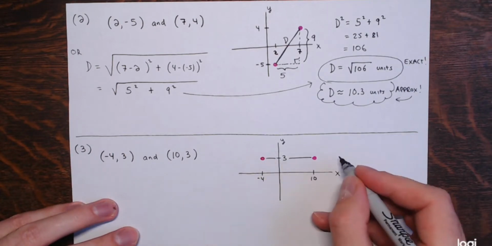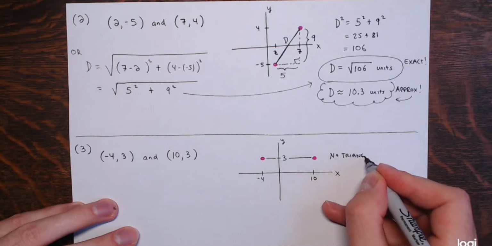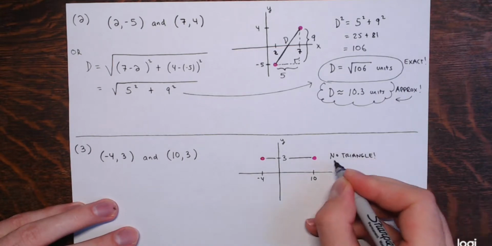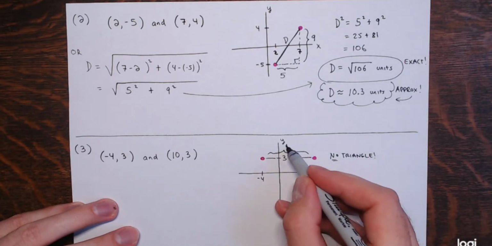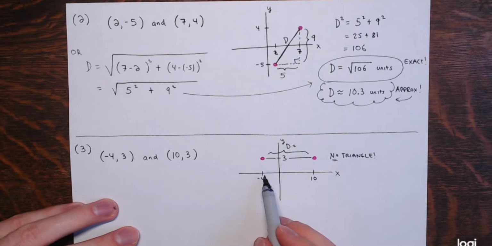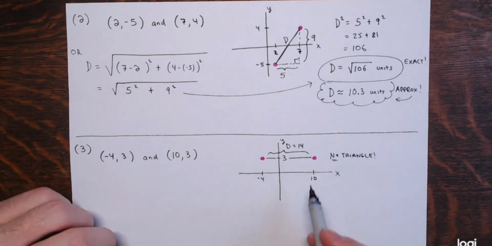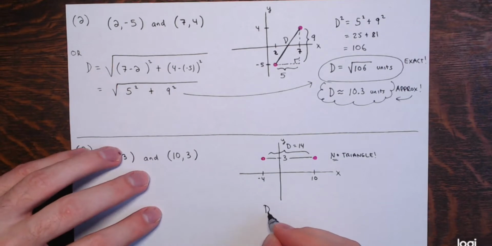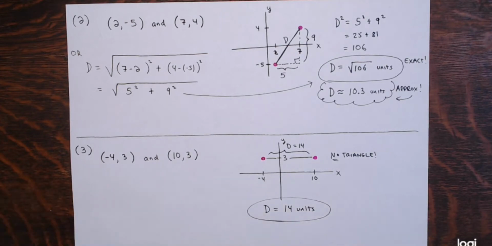No right triangle, no triangle here. So I don't even need the Pythagorean theorem. I just want to know how far apart these are. And that would simply be the distance from -4 to 10, which is 14 units. 10 minus -4. The distance between these 2 points is exactly 14 units. They are 14 units apart. And there's no need to punch that into a calculator. 14 is 14. Nothing doing.